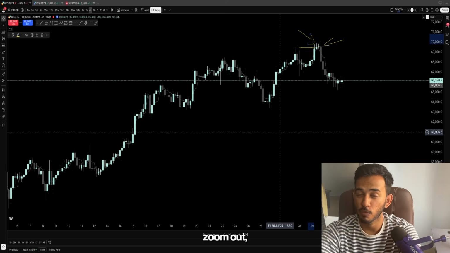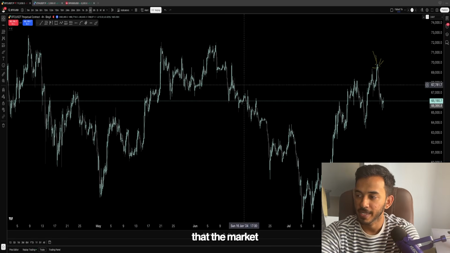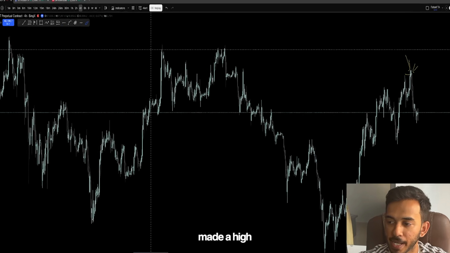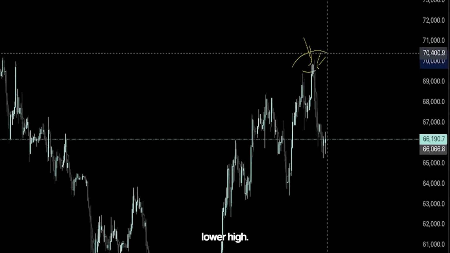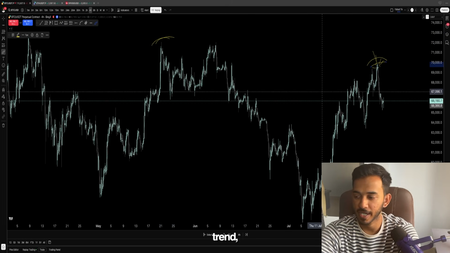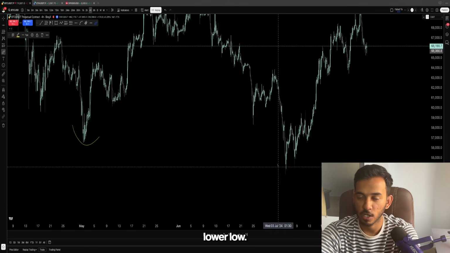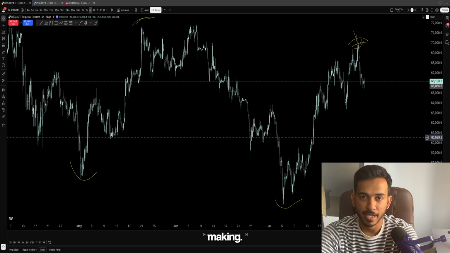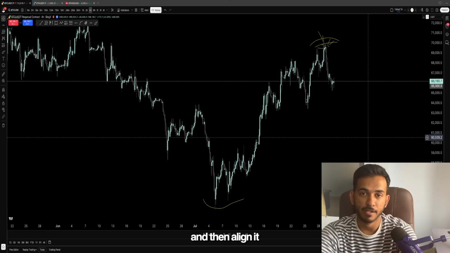And when you zoom out, or if you would have gone on a bigger time frame, you would have seen that the market was doing nothing but made a high, and this was just the next lower high. So your high, lower high, and this was all just a bearish trend. Even the lows, if you just see, you made your low, your next lower low. That is exactly what we were making. So it's very important to understand the bigger time frame first and then align it with the smaller time frame.